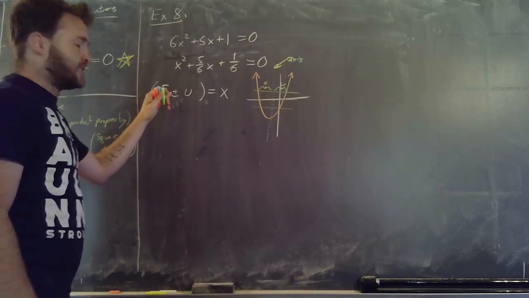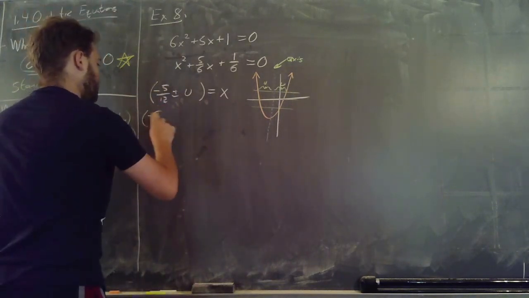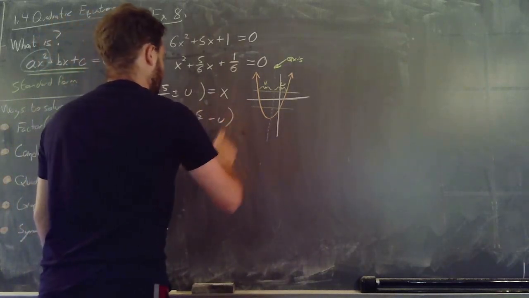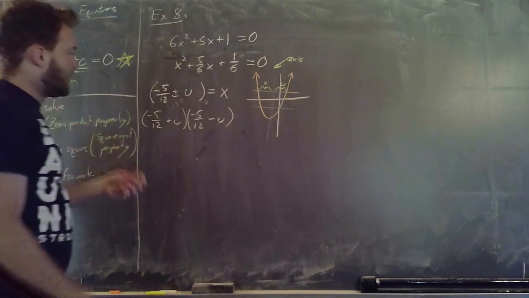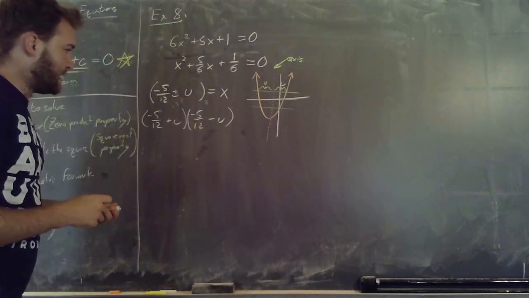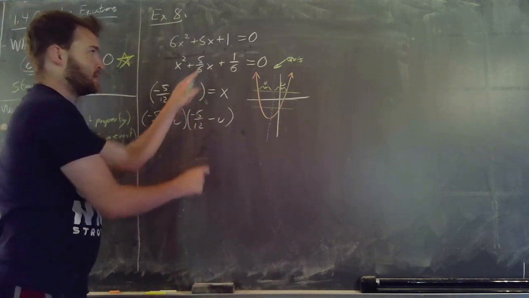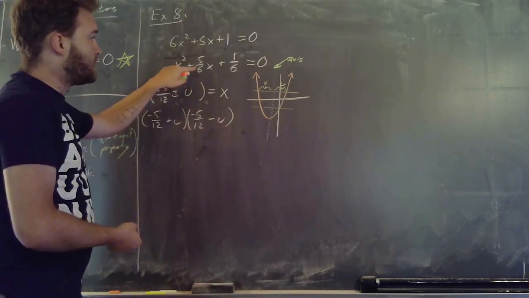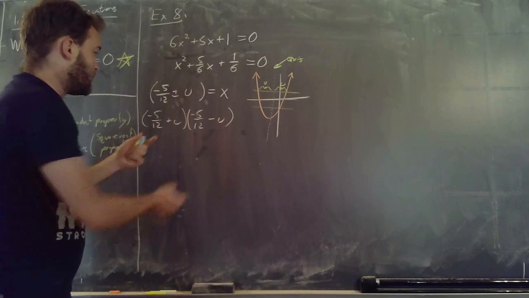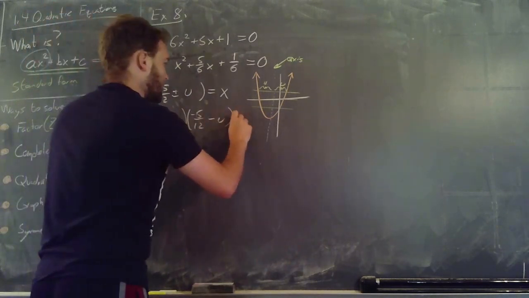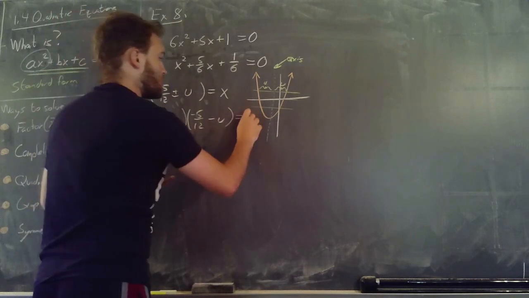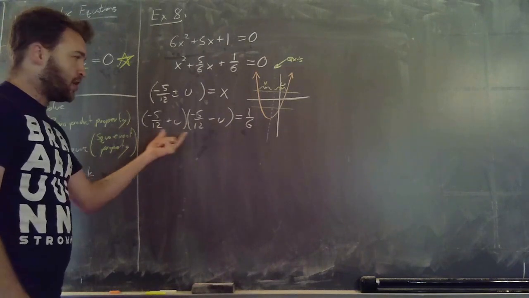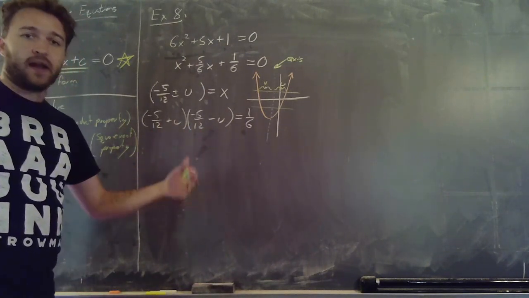So notice that this is actually two different binomials. It's negative 5/12 plus u and negative 5/12 minus u. If I know that what I'm looking for is a number whose product is 1/6, because that's what happens when we multiply out our binomials, and whose sum is 5/6, then we know exactly what this thing has to be equal to. It has to be equal to this c term right here. So then what I'm gonna do is I'm just gonna FOIL this thing out. I've got two binomials, I'm gonna FOIL it out and I'm gonna solve it.